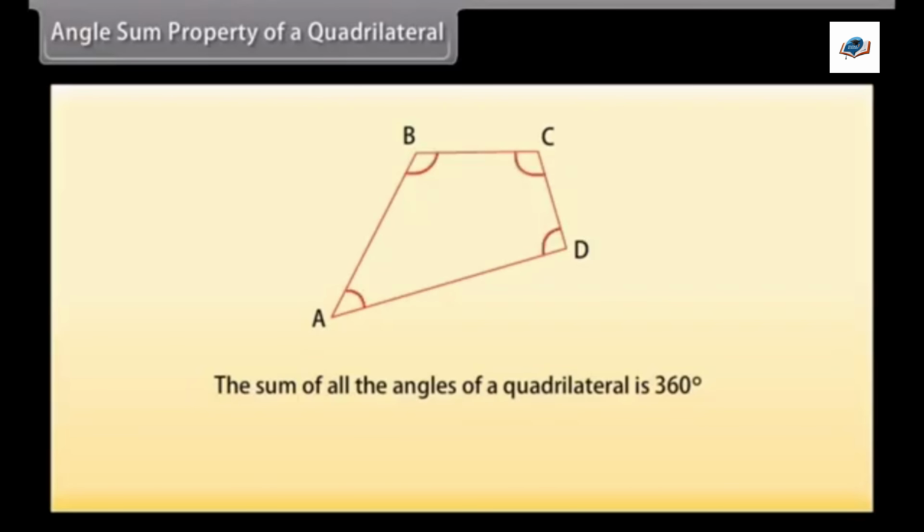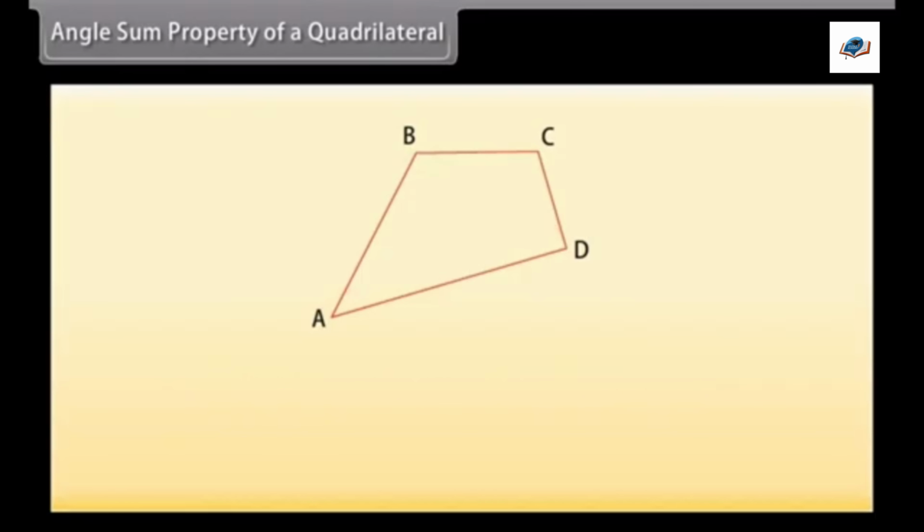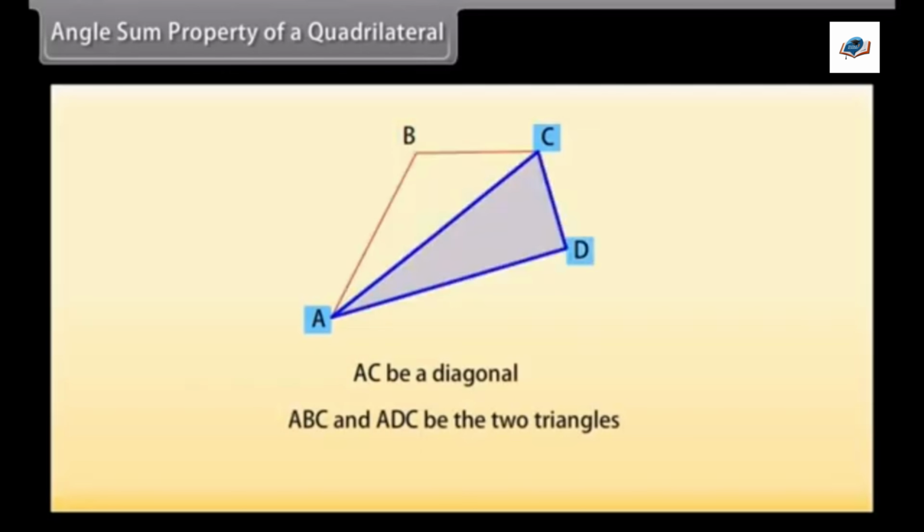Angle sum property of a quadrilateral. The sum of all the angles of a quadrilateral is 360 degree. This is called the angle sum property of a quadrilateral. To find the sum, let's divide this quadrilateral into 2 triangles by drawing a diagonal. Let AC be a diagonal and ABC and ADC be the 2 triangles.